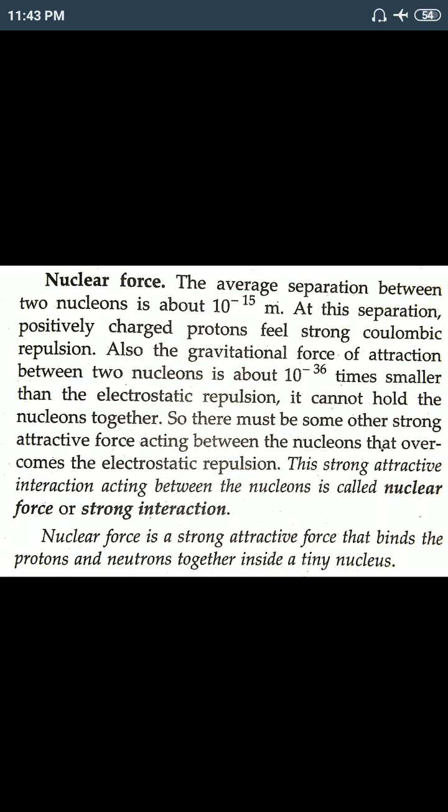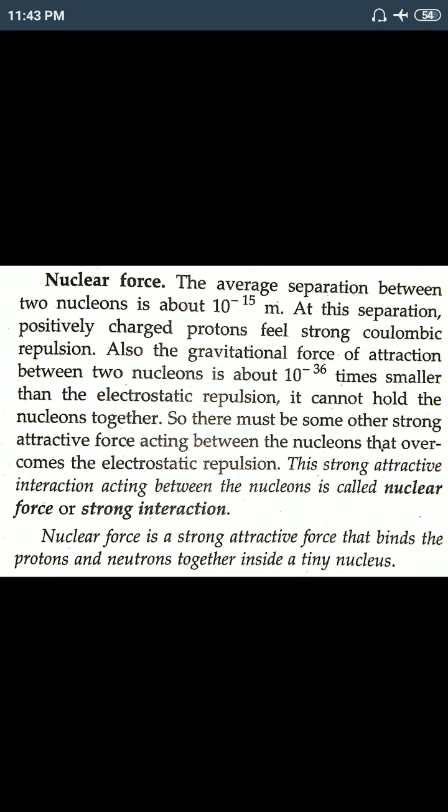As well as that, a gravitational force of attraction is also present, and the electrostatic repulsion is also present. So to overcome this electrostatic repulsion, there must be a strong attractive force acting between the nucleons. That's why they will not repel and will not come out from the nucleus. This strong attraction between the nucleons is called nuclear force.